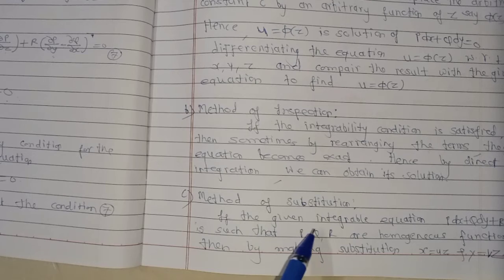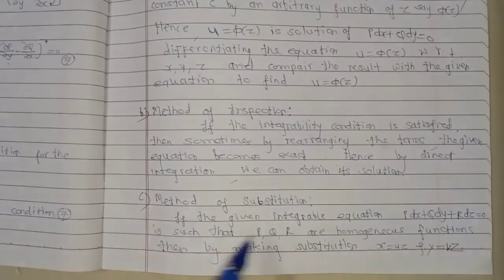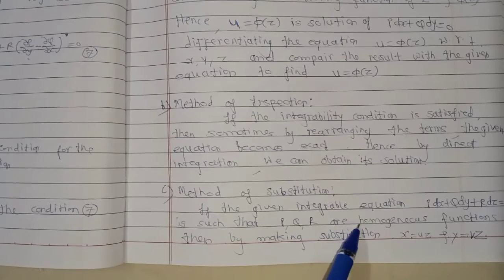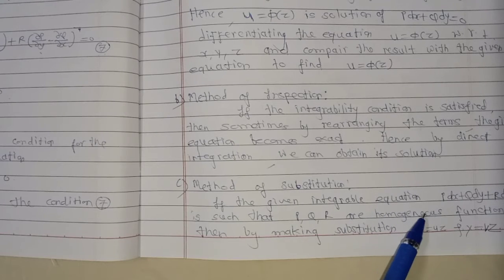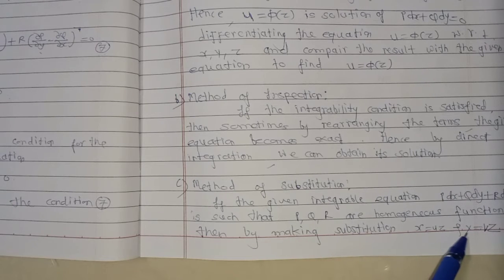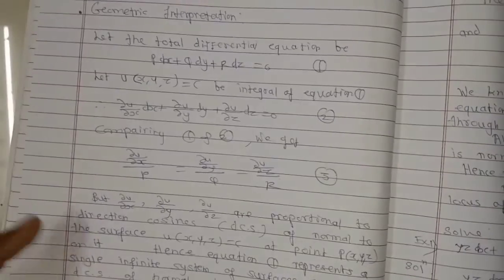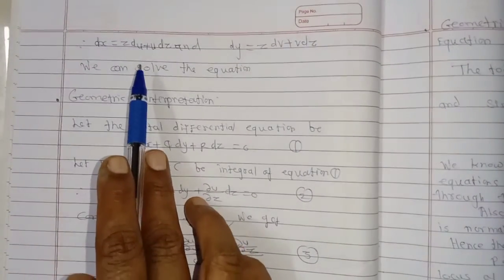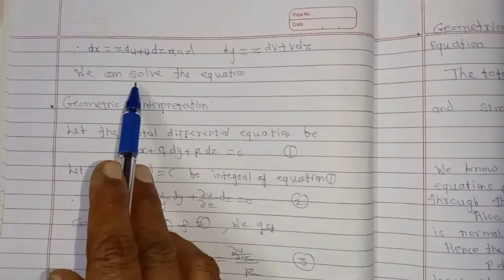And the third method is the method of substitution. In this method, the given integrable equation P dx plus Q dy plus R dz equal to 0 is such that P, Q, R are homogeneous functions. That means the given function is homogeneous, that means the degree of every term is the same. Then we put x equal to uz and y equal to vz and solve in the same manner. Hence dx equal to z du plus u dz and dy equal to z dv plus v dz. We can solve these equations.